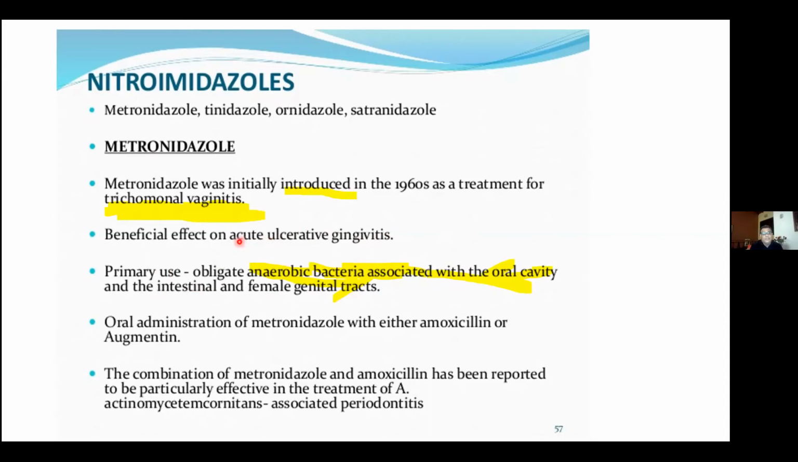Vincent angina, the fusobacterial complex and spirochetal complex. Usually metronidazole is given with either amoxicillin or Augmentin. The combination of metronidazole and amoxicillin has been reported to be particularly effective in the treatment of the AA organism, which is associated with periodontitis.